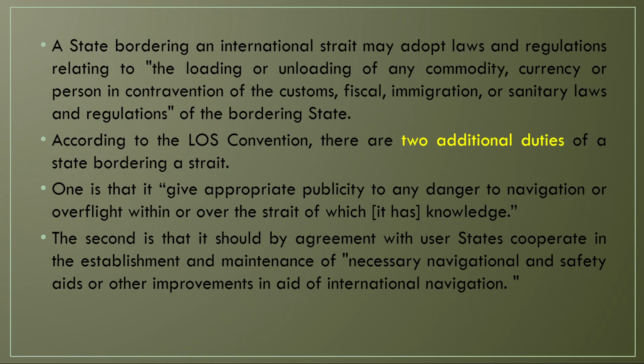The second is that it should, by agreement with user states, cooperate in the establishment and maintenance of necessary navigation and safety aids or other improvements in aid of international navigation. So secondly, in that strait region, in order to facilitate proper management and proper usage of the strait, the neighboring country or the bordering country can implement measures by partnering with other countries that use that strait.